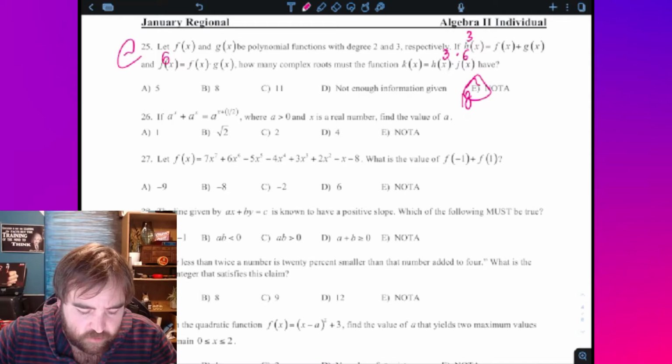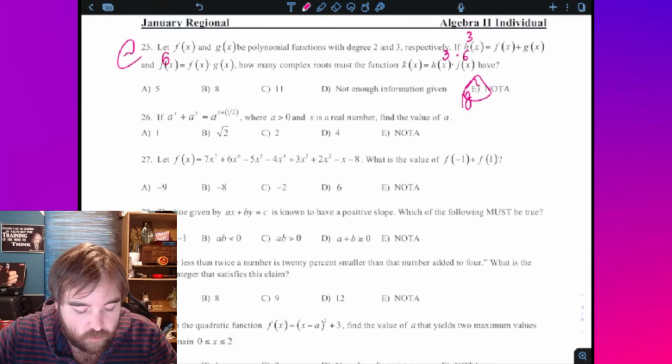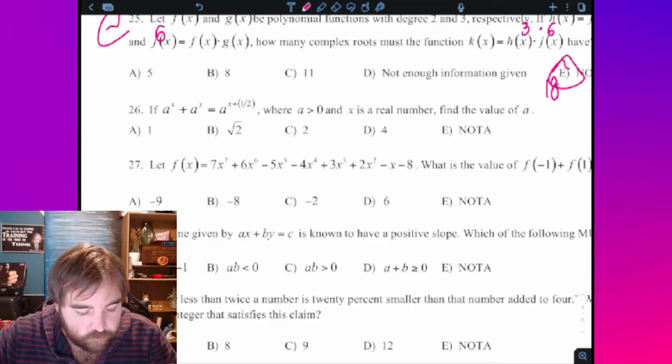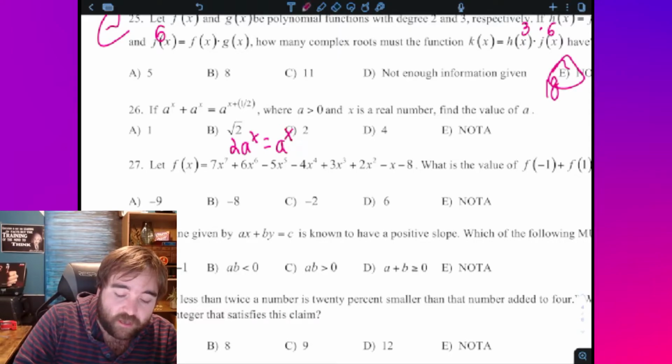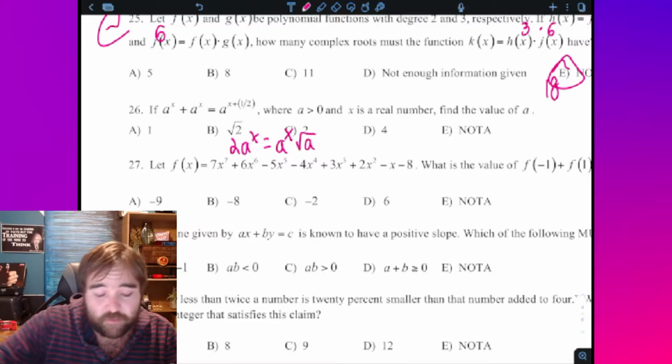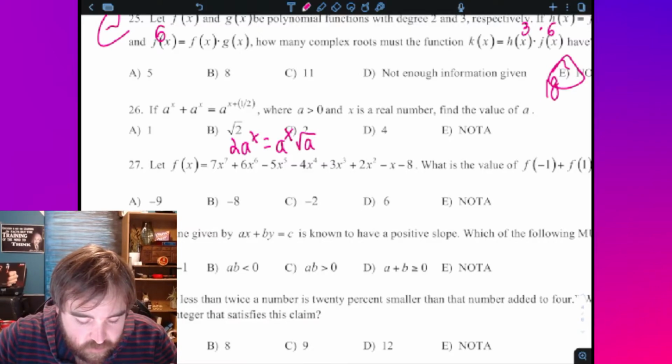a to the x plus a to the x equals a to the x plus 1/2, where a is positive and x is a real number. Find the value of a. Well, added together, that's not very convenient. We can make that 2a to the x equals a to the x times root a. So a is 4.